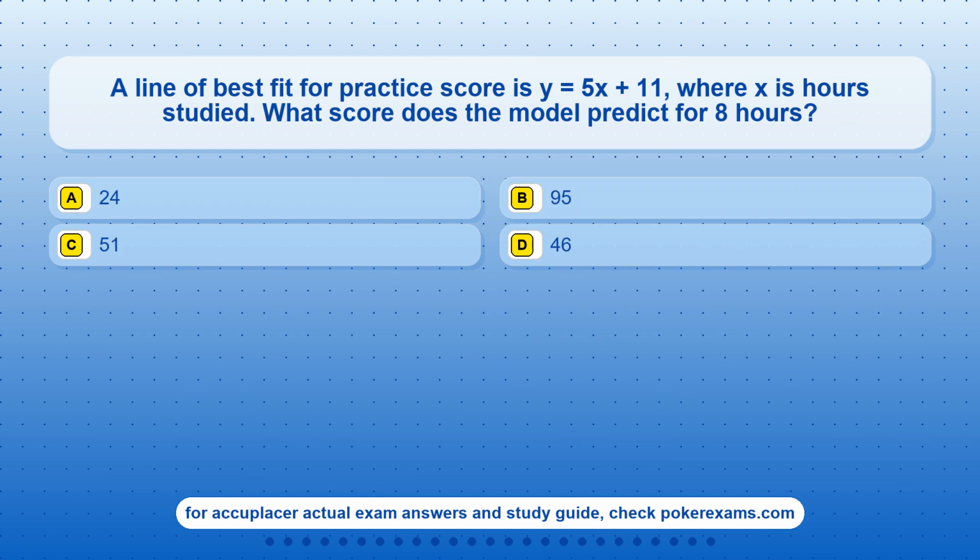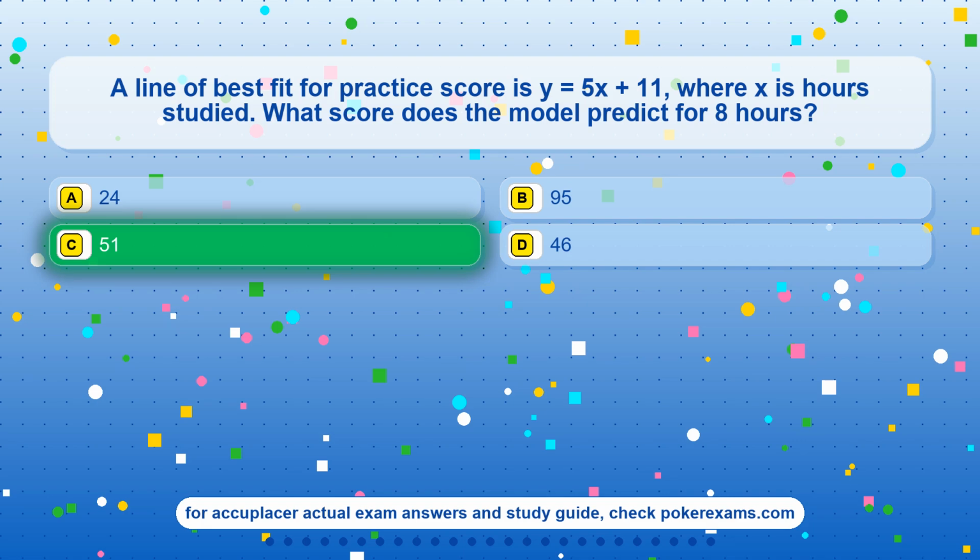Question 18. A line of best fit for practice score is y equals 5x plus 11, where x is hours studied. What score does the model predict for 8 hours? Option A, 24. Option B, 95. Option C, 51. Option D, 46.